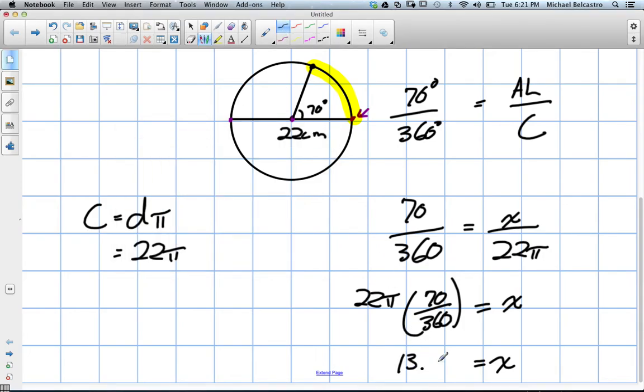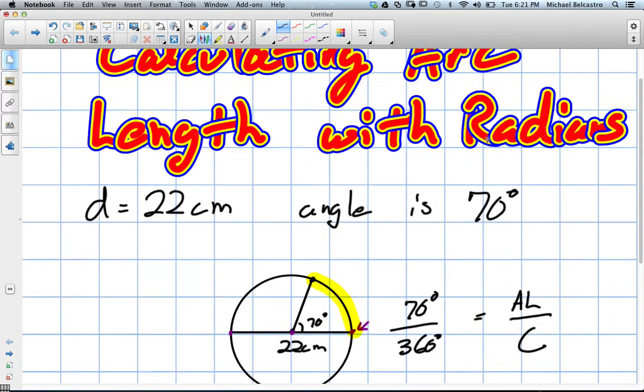Is that what it said? Yeah. Is that what you got? 13.44. Okay. So perfect. That's great. And we've done it that way. But there's actually a very easy way to do this using radians.